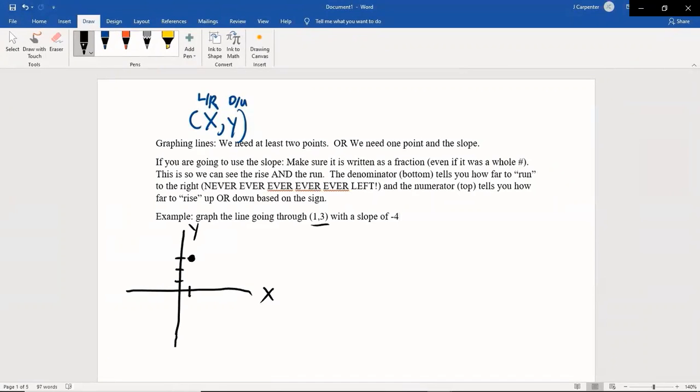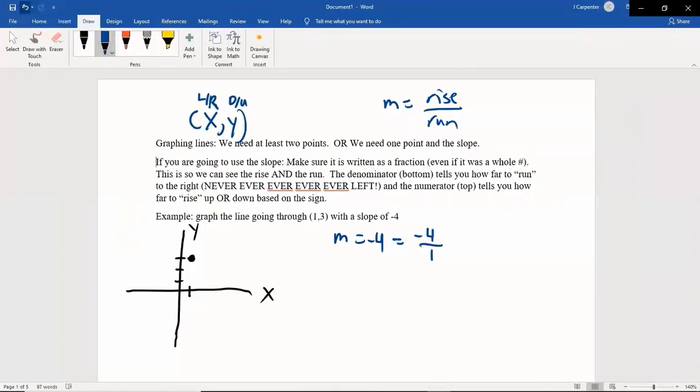So there's the 1, 3, that's this point, right 1, up 3. And then from there, we have a slope of -4. Now, -4 is not written as a fraction. I said to write it as a fraction even if it was a whole number. So how do we make a whole number a fraction? Put it over 1. And the denominator or the bottom tells you how far to run, which remember, slope is rise over run. We call that a rate of change, rate meaning fraction, change meaning subtractions.